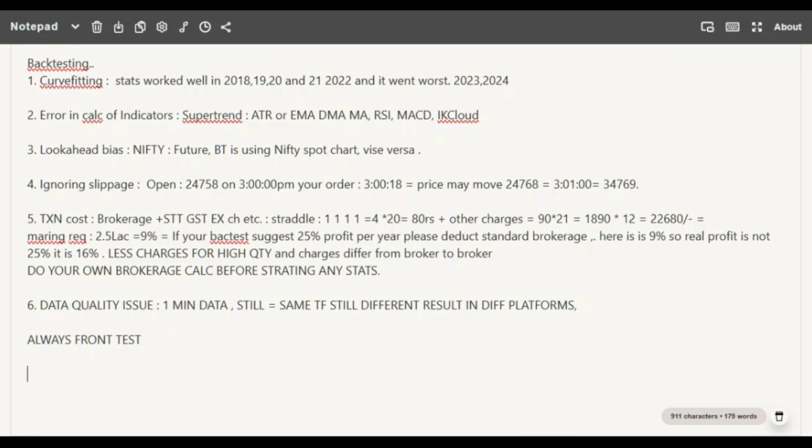Now let's come to the example of one of my friends. These are my friends only. It's not that I have made a mistake and I'm covering it with someone else's name. So these are my friends.